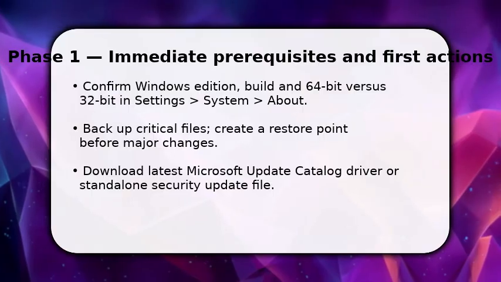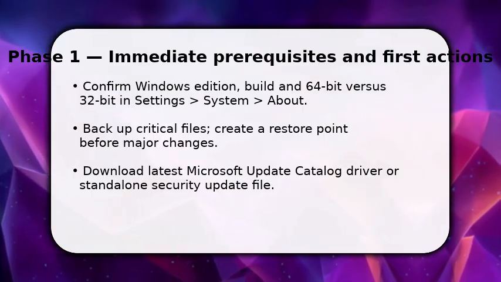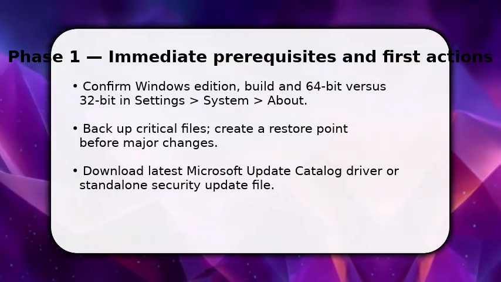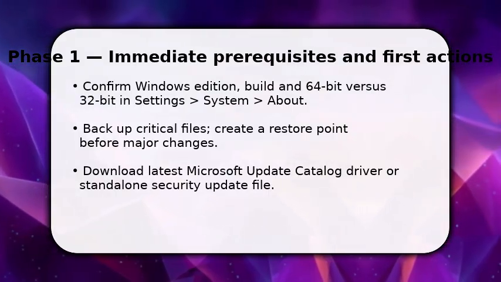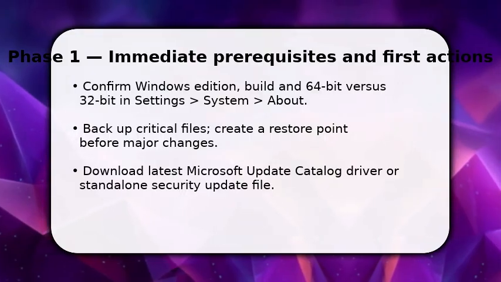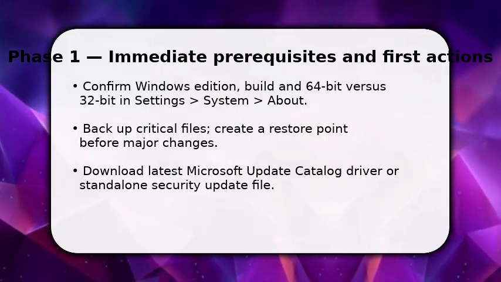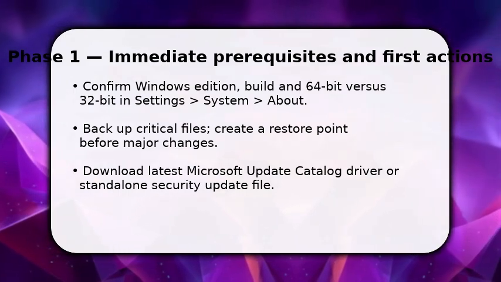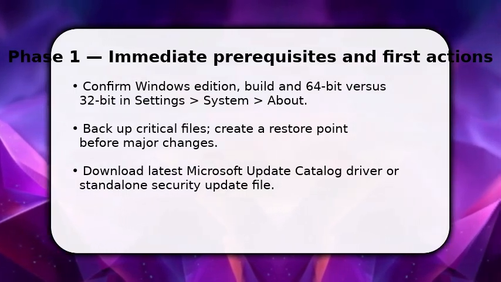Next, pause non-essential apps and disable third-party antivirus temporarily because they often block installers. Then open the Microsoft Update Catalog or Windows Update standalone installer and download the exact security update matching your build. Once done, run the installer as administrator to begin applying the patch.